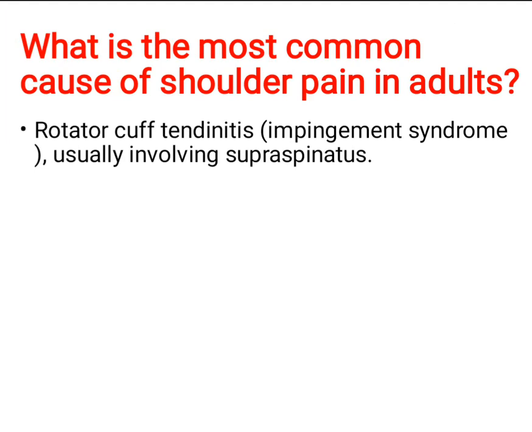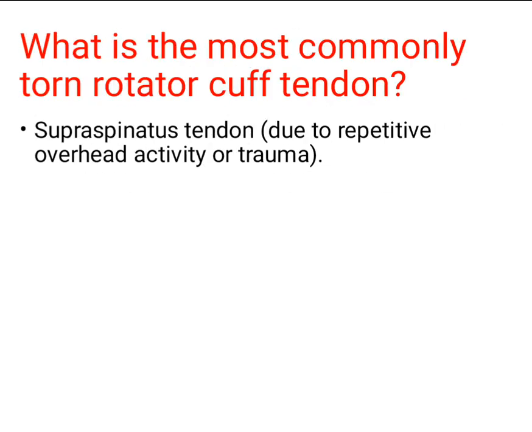9. What is the most common cause of shoulder pain in adults? Rotator cuff tendinitis, usually involving supraspinatus. 10. How do you test for supraspinatus injury? Jobe's test, or empty can test: arm abducted to 90 degrees, internally rotated with the thumb down, resisted downward force causes pain and weakness. 11. What is the most commonly torn rotator cuff tendon? Supraspinatus tendon, due to repetitive overhead activity or trauma.